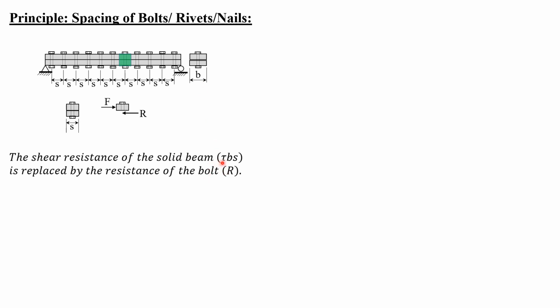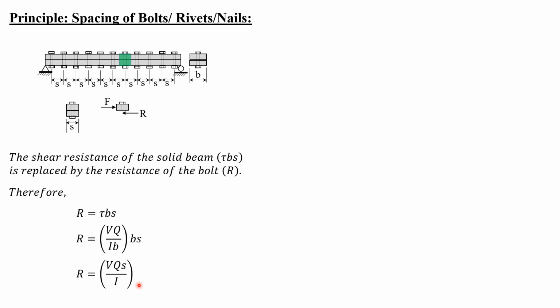So shear stress in that section, if it were solid, times BS, that's supposedly the shear resistance. And because it is replaced by the presence of the bolt, because there are two sections, it will slide, and sliding is prevented by means of this shear resistance of the bolt. That's why you have to equate shear stress times BS to R. So therefore, R equals shear stress times BS. And since shear stress is VQ over IB, replacing that by VQ over IB, we can cancel B. So R therefore equals VQS over I.